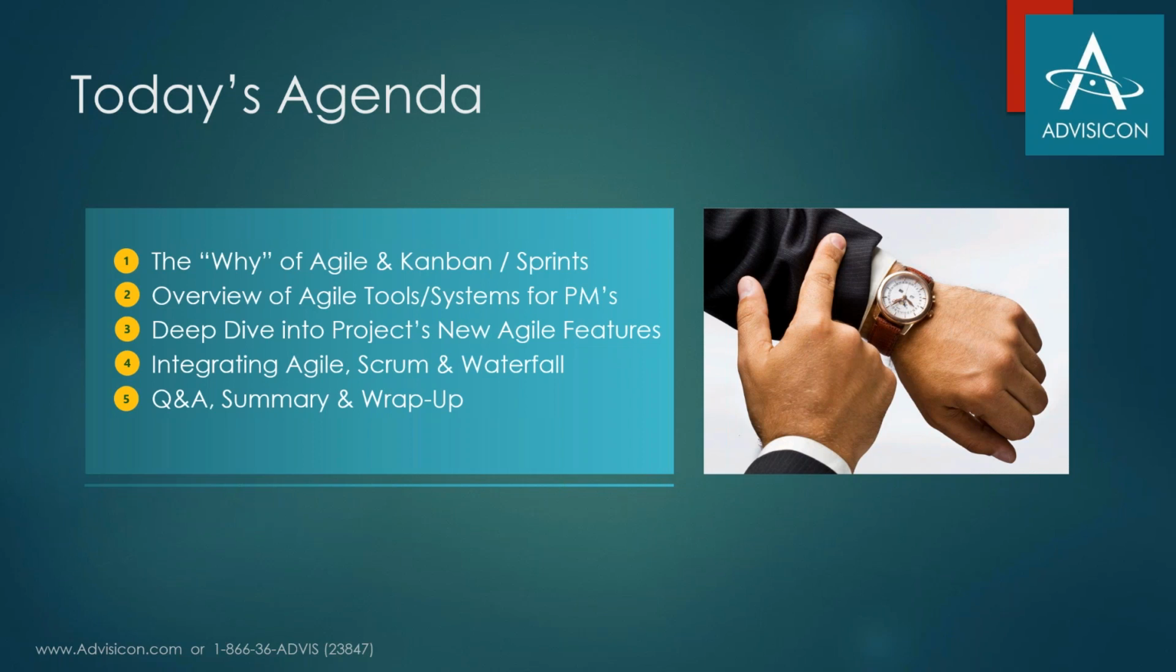So as we get started today, we're going to talk a little bit about Agile, Kanban, and sprints. We'll get into a little of the overview of the tools and systems that are also available, which we'll have separate deep dive sessions on around some of the other technologies. But around Agile, there's a lot of good elements that we'll work through, and we're going to focus on what's inside of the Project Professional tool.